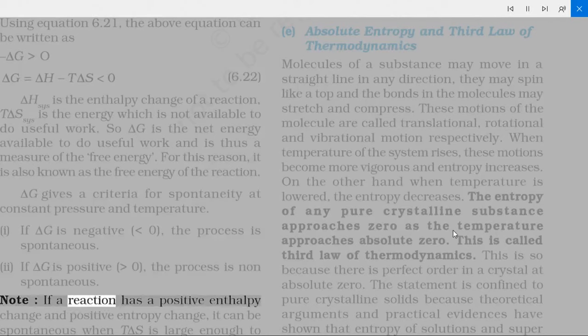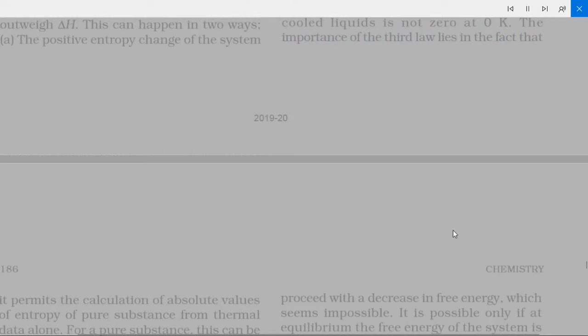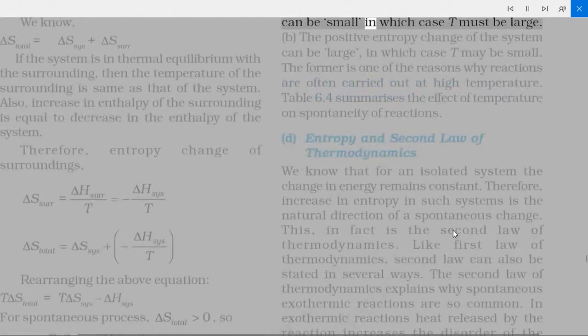Note, if a reaction has a positive enthalpy change and positive entropy change, it can be spontaneous when TΔS is large enough to outweigh ΔH. This can happen in two ways. a. The positive entropy change of the system can be small, in which case T must be large. b. The positive entropy change of the system can be large, in which case T may be small. The former is one of the reasons why reactions are often carried out at high temperature. Table 6.4 summarizes the effect of temperature on spontaneity of reactions.